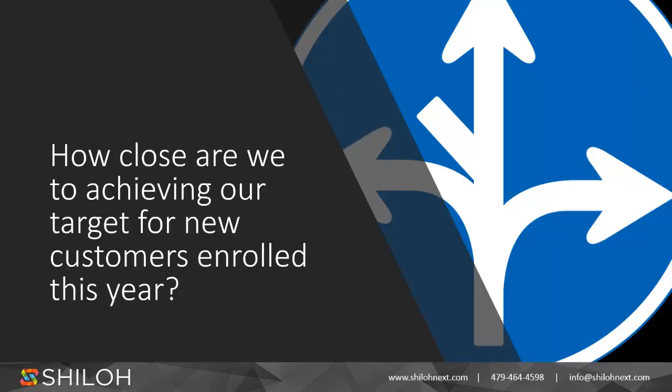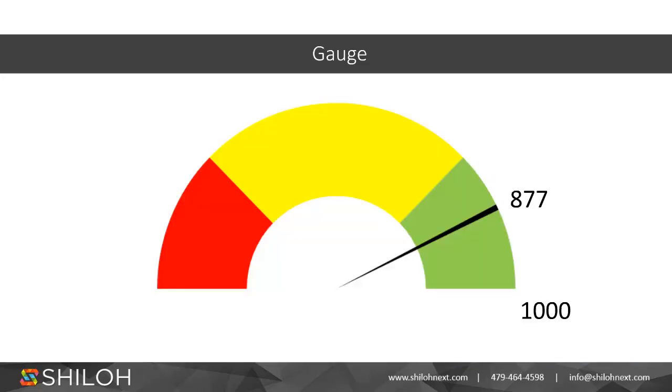The scenario. How close are we to achieving our target for new customers enrolled this year? This question leads me to consider comparison charts, and the one that would best display your information for easy understanding is a gauge. Gauges are great for showing a single dimension and progress toward reaching the target. In this example, you can quickly see that at 877, you're getting close to your target of 1,000.